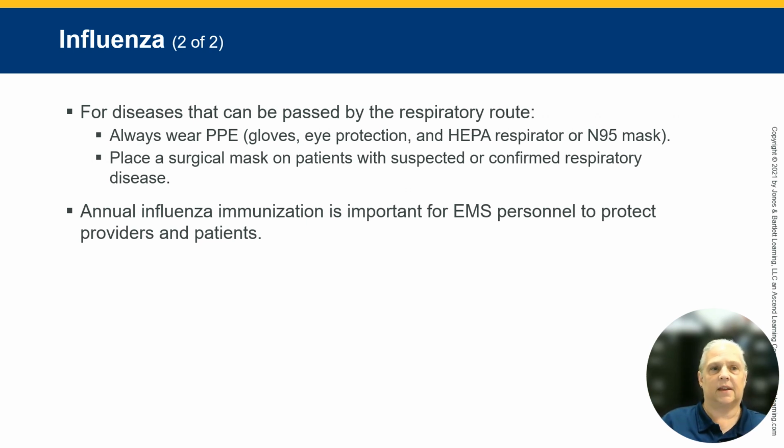It's a disease that can be passed by the respiratory route, so you're going to make sure you've got your PPE. PPE in these cases is going to be gloves, eye protection, and a HEPA or N95 mask. You're going to put a surgical mask on the patient with the suspected disease. It is recommended that you get your flu shot once a year to help keep you from getting the flu.